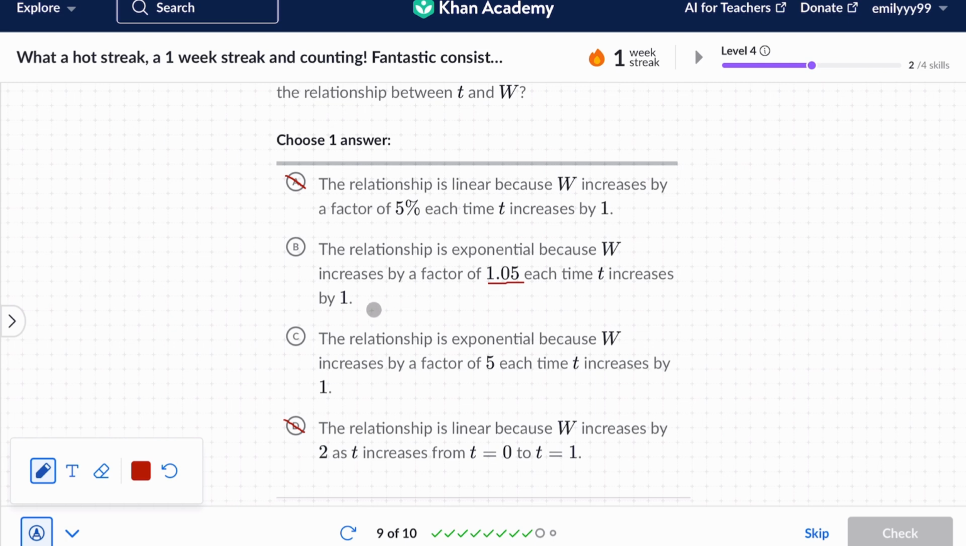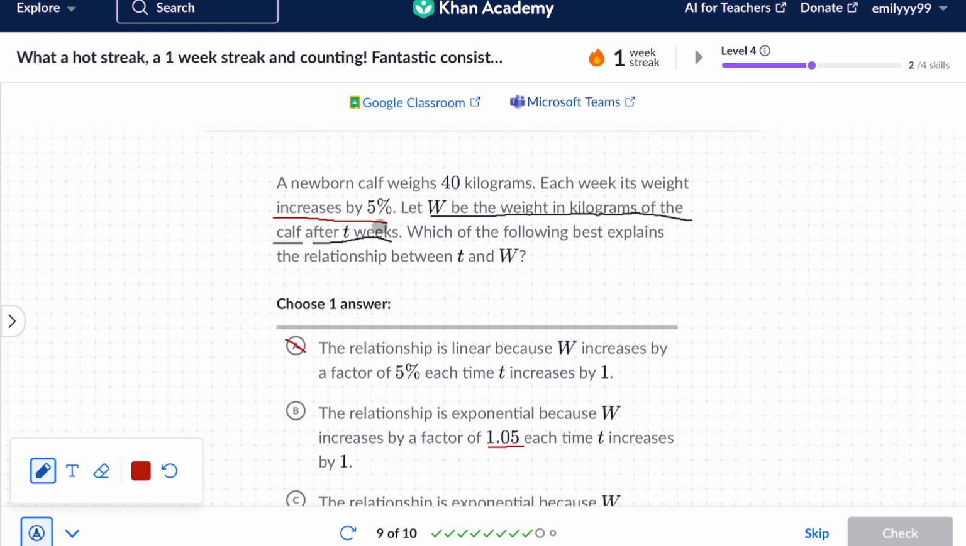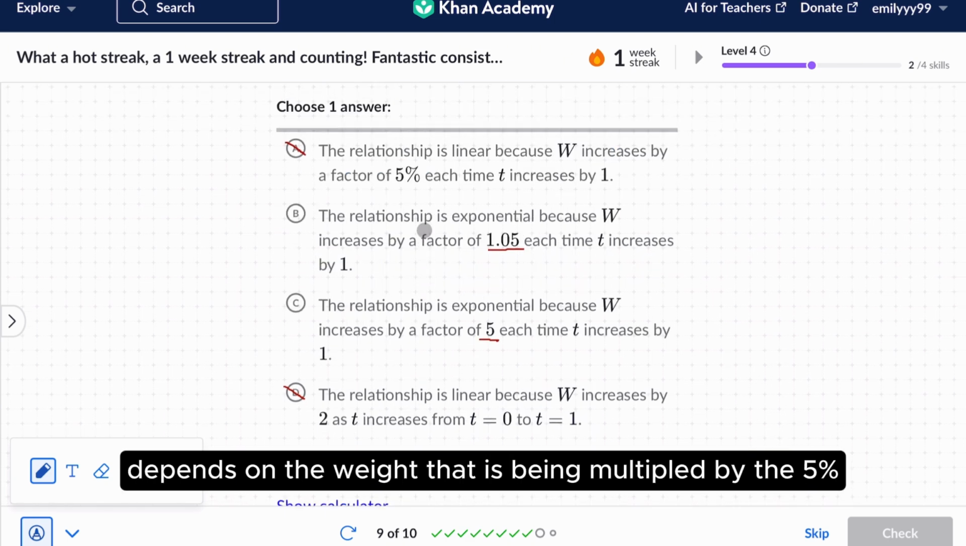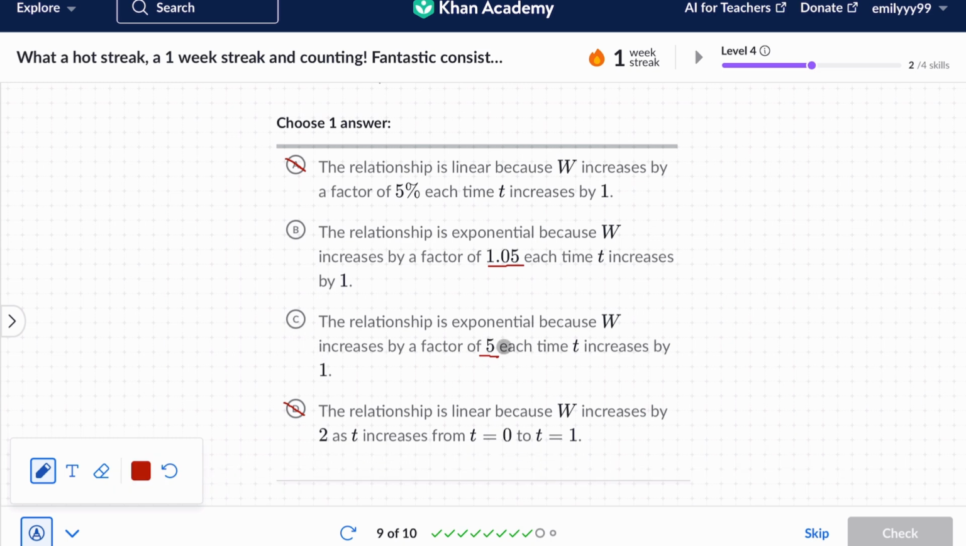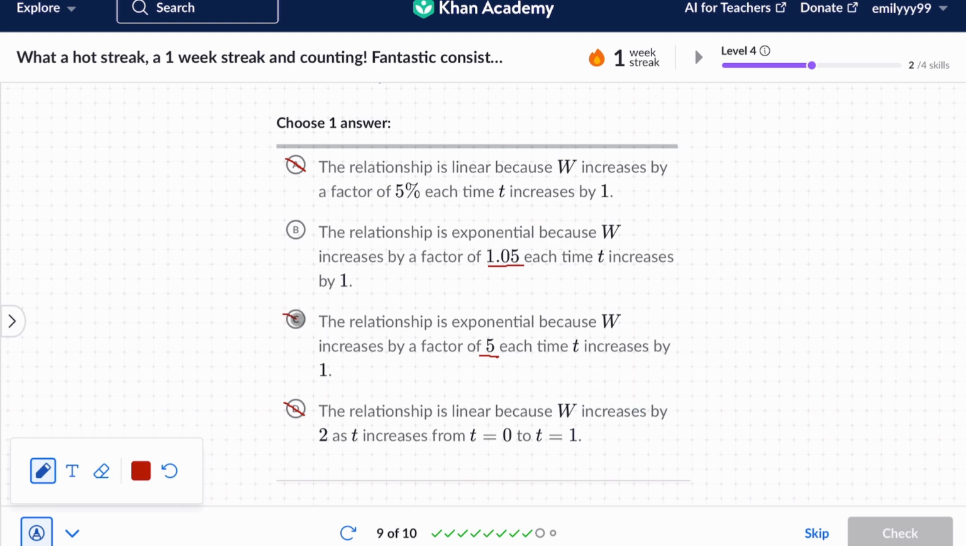Let's read C. The relationship is exponential because W increases by a factor of 5 each time T increases by 1. That's incorrect because it does not increase by 5 each time. It can increase by 5 one of the times, but it depends on the weight times 5%. Plus, if it increased by 5 each time, that would be linear. So the answer is B.